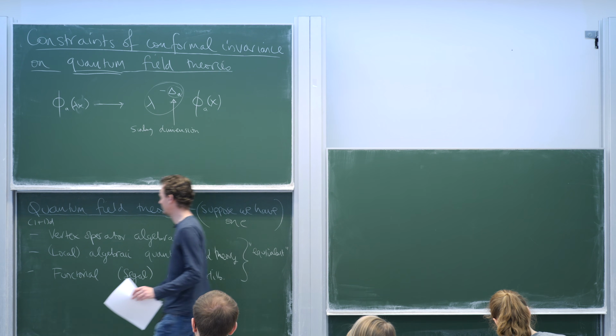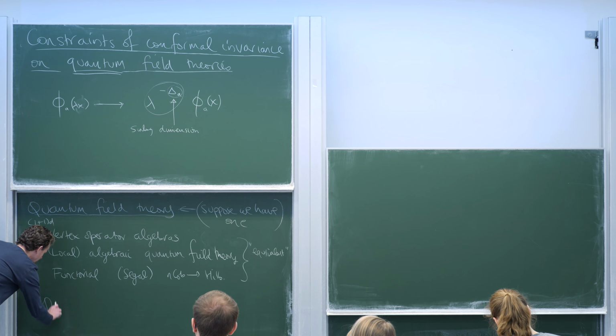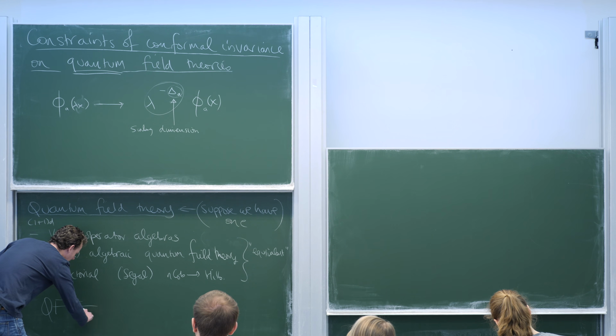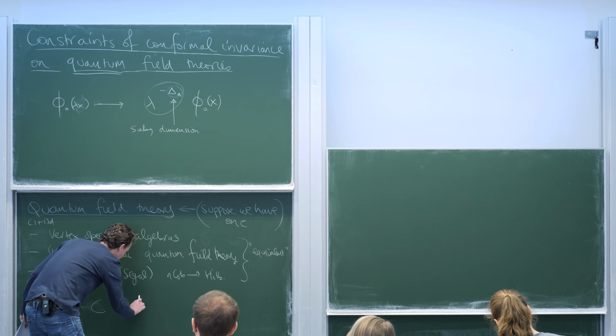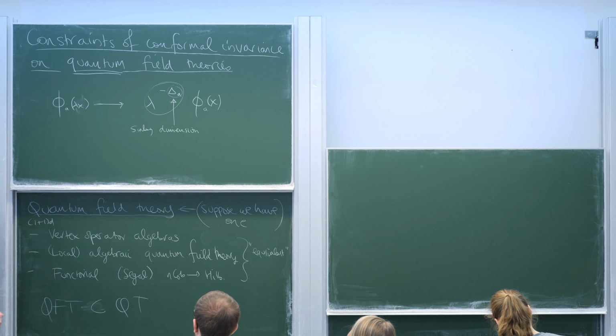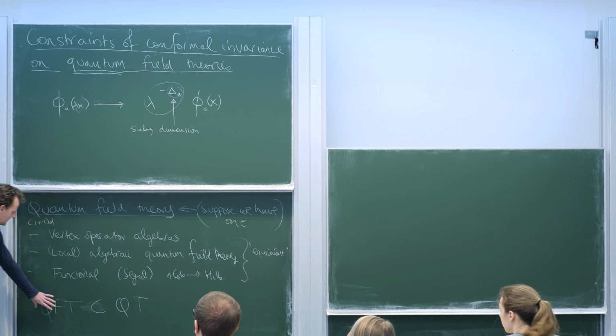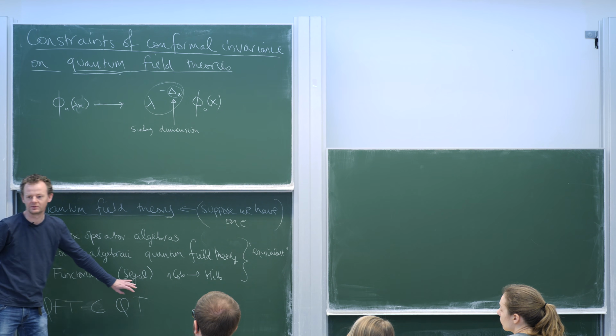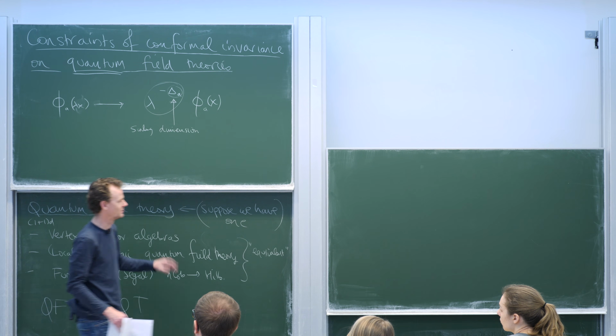So, the first thing to note is that anything that you would call a quantum field theory has got to be a quantum theory, right? Quantum field theory contains the word quantum. It's a quantum theory with extra stuff. So the set of quantum field theories is a subset of the set of all quantum theories. So that's the first assumption of this course.